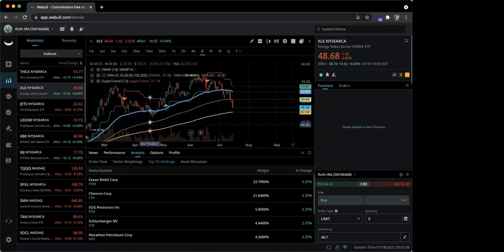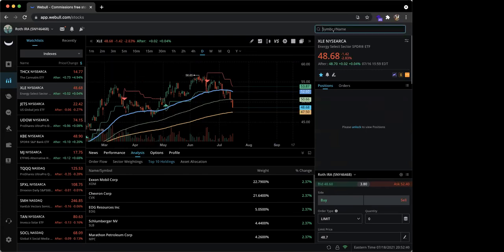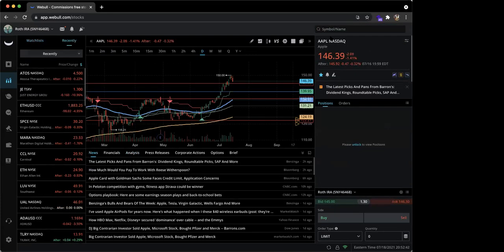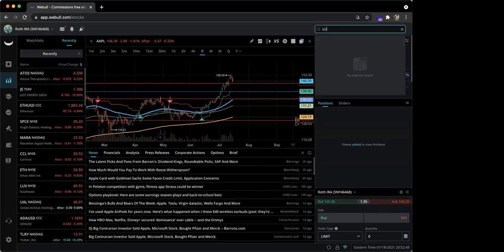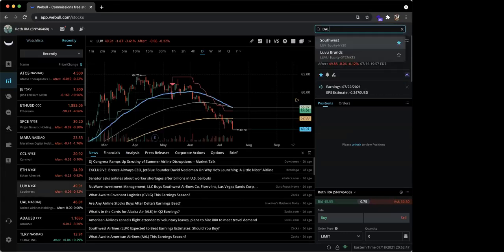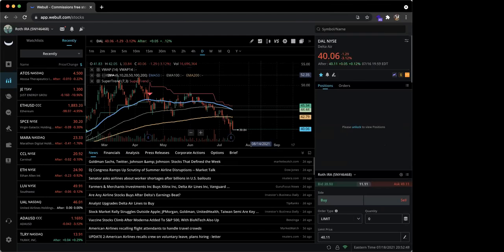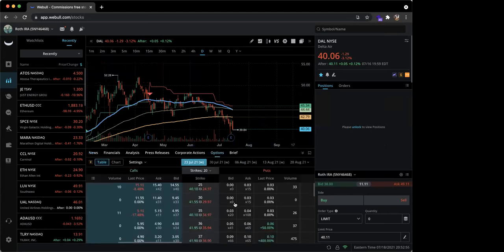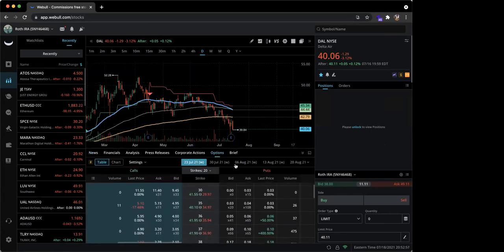So let me show you this really quick. Let's take a look at Apple. Well, let's take Lowe's, for example. Let's go to travel. Let's look at Delta. So if you're going to come in and trade Delta, we don't know when this is going to turn around. So we definitely don't need to be playing weeklies.